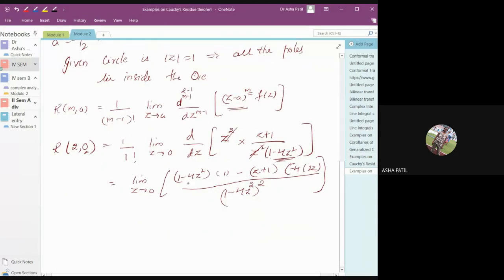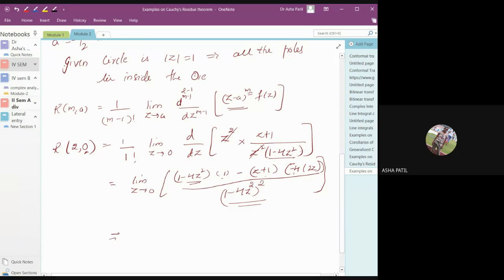Denominator we have kept as it is, 1 minus 4z square. Derivative of z plus 1 is 1. Then minus derivative of the denominator, with the numerator kept as it is, z plus 1. Differentiation of the denominator term, that is only 1 minus 4z square we have in the denominator. Its derivative is minus 4 constant, derivative of z square is 2z. Whole divided by square of the denominator.